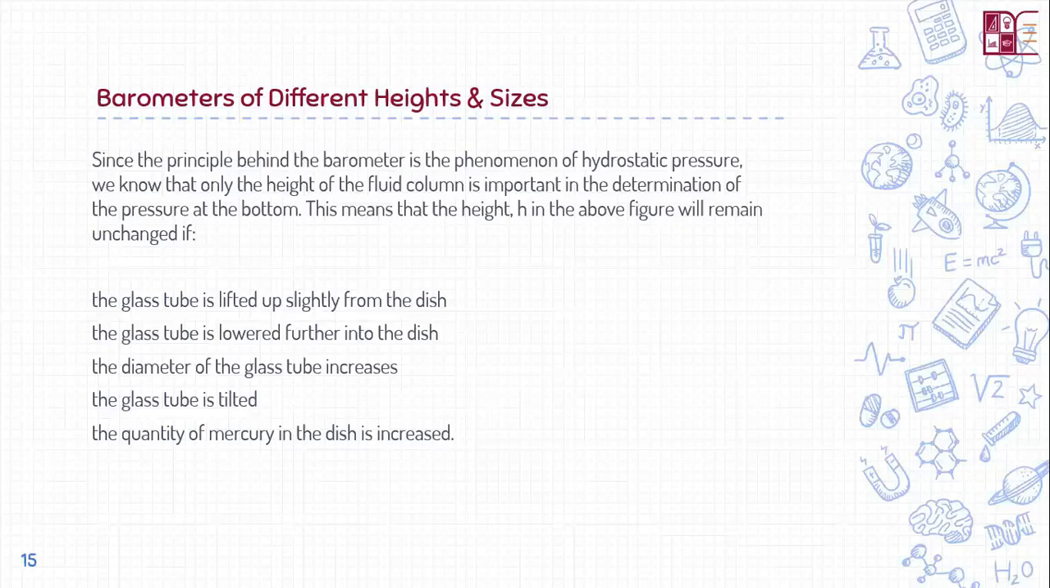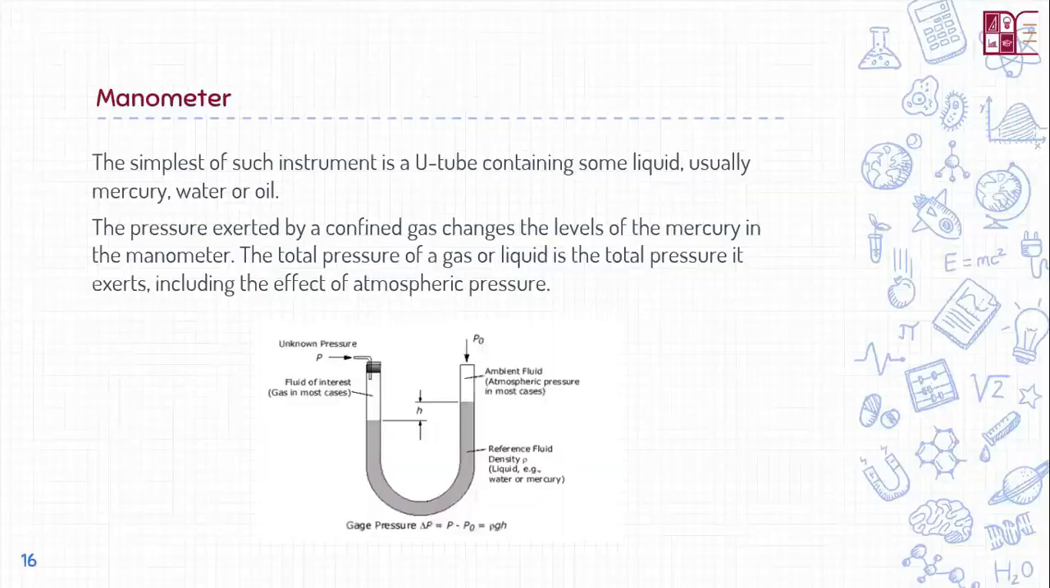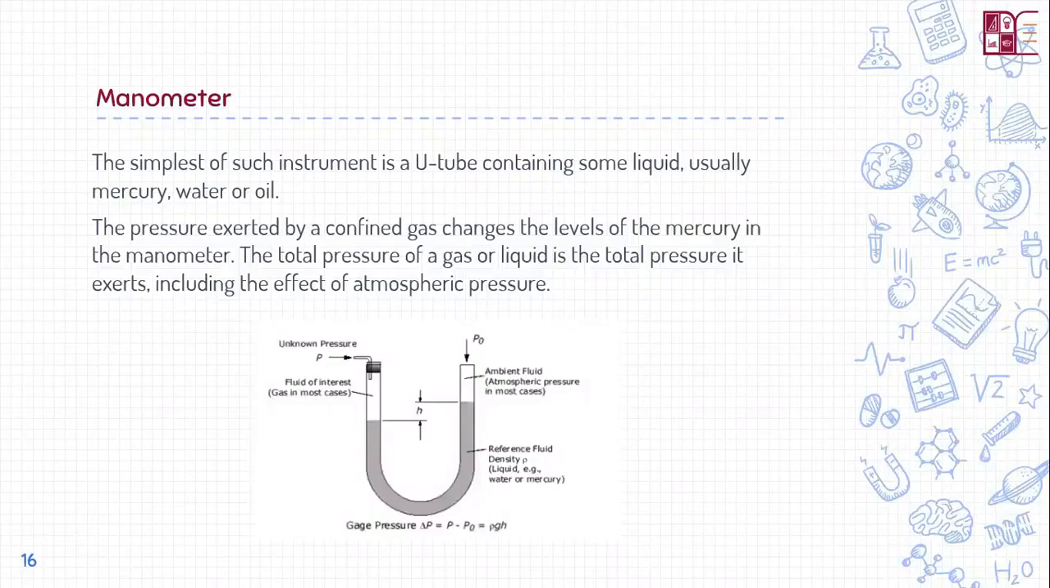And the atmospheric pressure does vary from place to place because, like we understood, the Earth's atmosphere pushing down on a unit area of the Earth's surface constitutes different amounts of atmospheric pressure. Now moving on to manometers.